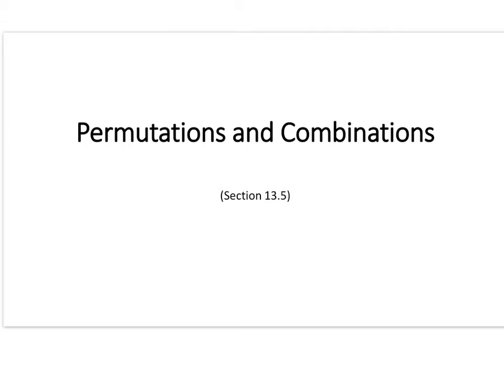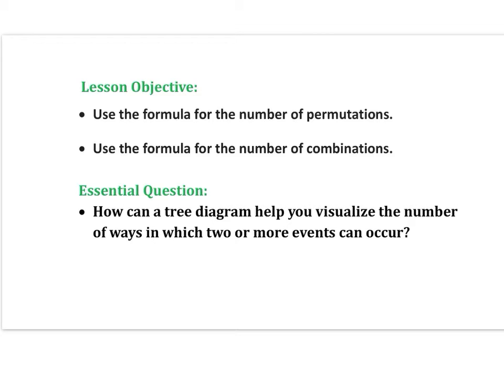Right, our last section for the entire year, section 13.5. Get excited! Permutations and combinations. So our last objectives are to use the formulas. There are two for the number of permutations and the number of combinations.